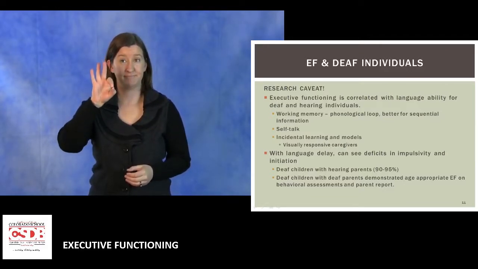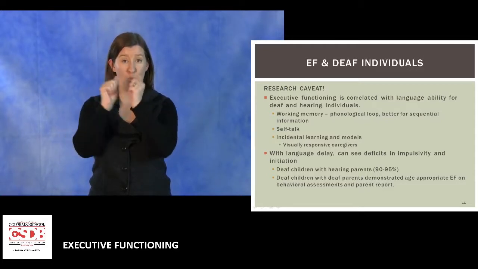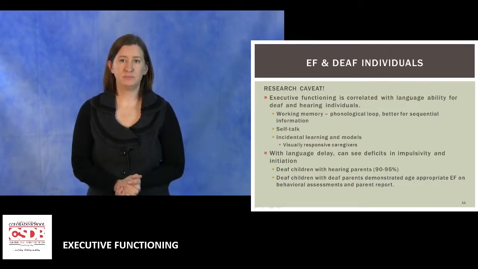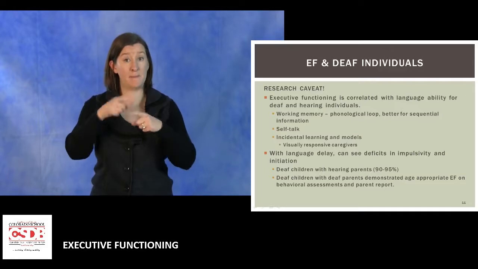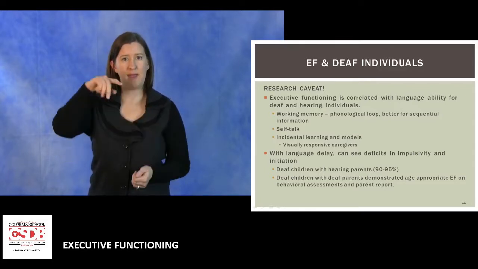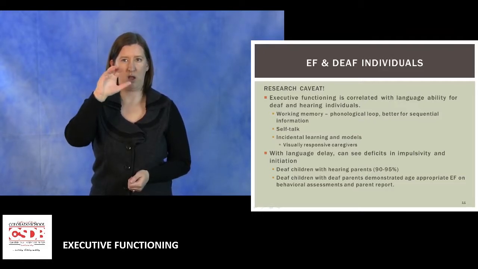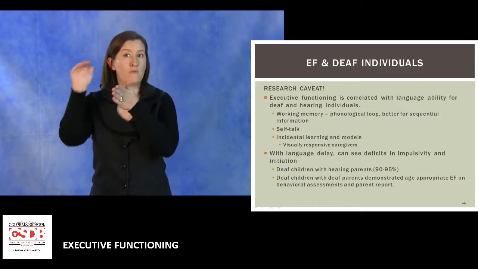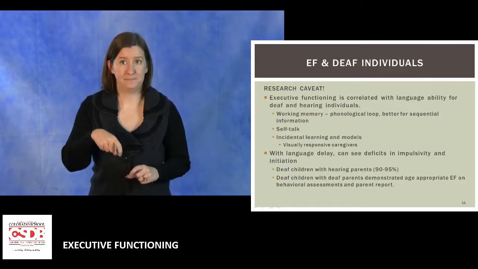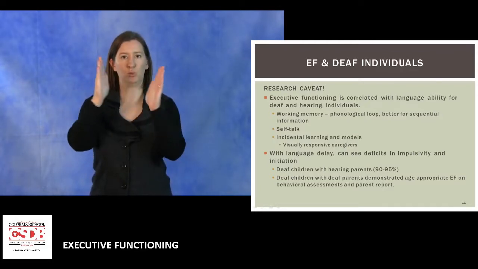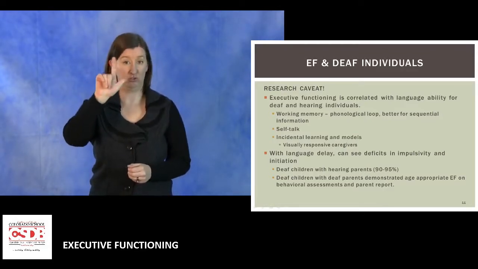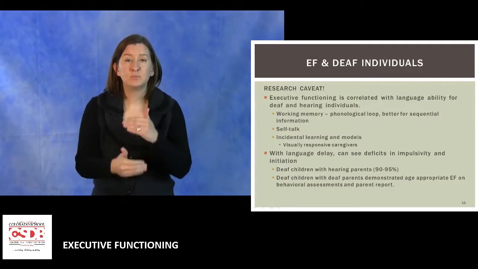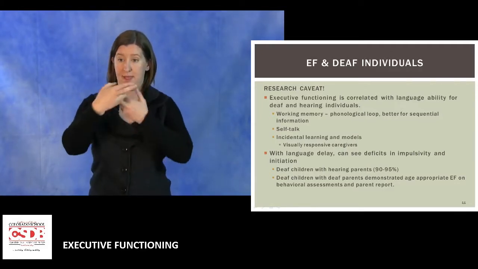Some researchers have found that EF is related to language ability for deaf and hearing. So remember we talked about working memory and the phonological part. So if a person hears something over and over again and holds on to that memory as needed until they need it, better for sequential information, like steps, what to do.